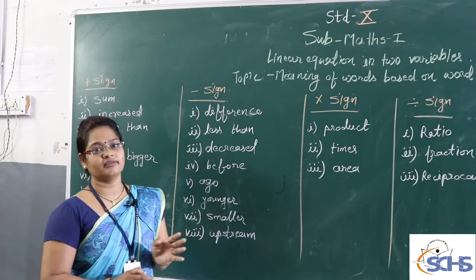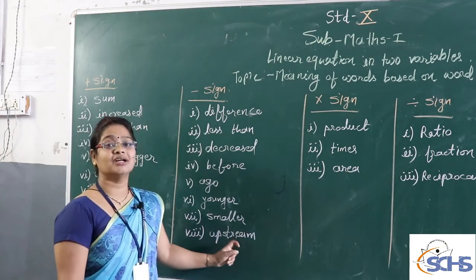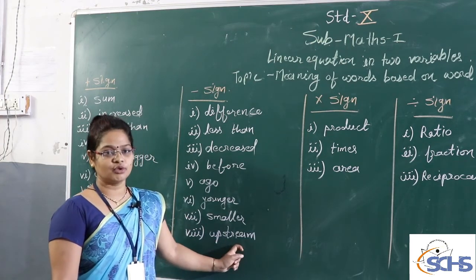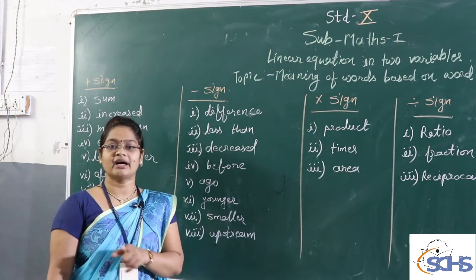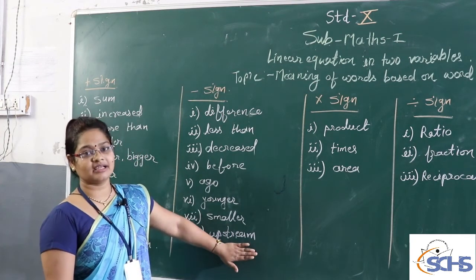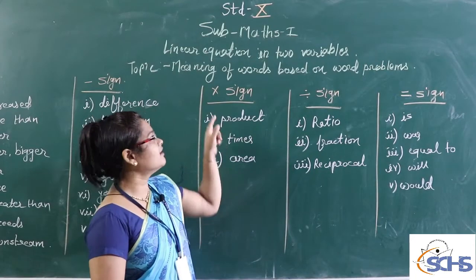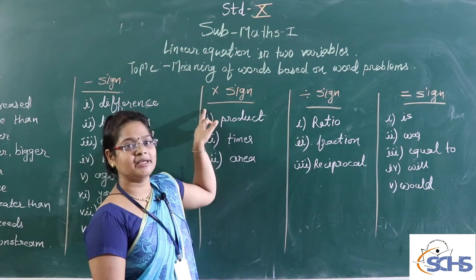Speed of boat is always greater than the speed of the stream. It means whenever you have to find out upstream speed, you have to do speed of boat minus speed of stream. Here also we have to use the minus sign. Okay, now let's see where we have to use the multiplication sign.